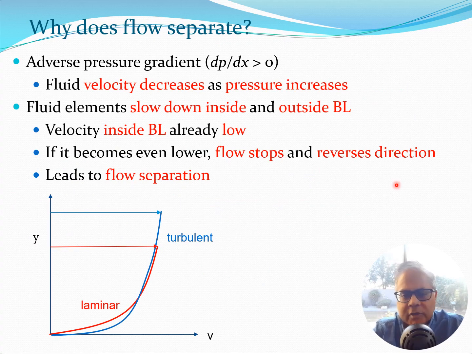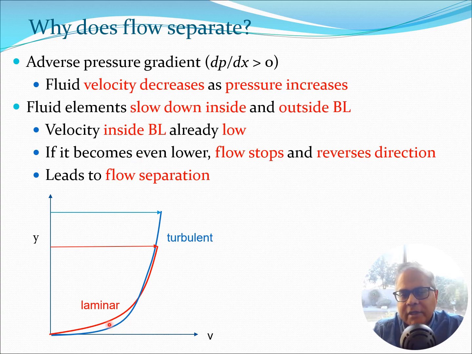So let's now think about the physics as to why flow would separate. We already pointed out the adverse pressure gradient, that is dP by dx greater than 0, which we saw in some of the graphs before. What this adverse pressure gradient does is that it slows down the fluid. So essentially the fluid velocity will decrease as the pressure increases. Of course, the fluid would slow down both inside the boundary layer and outside the boundary layer. But outside the boundary layer, the velocity of the fluid is typically quite high, and therefore the slowdown doesn't matter much.